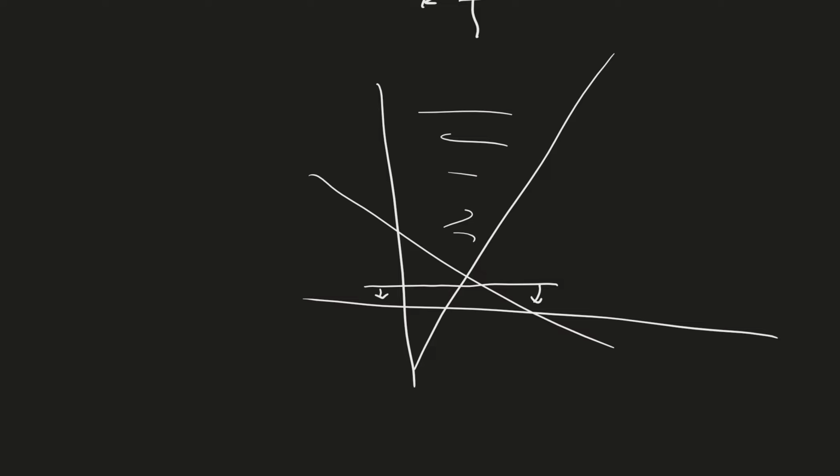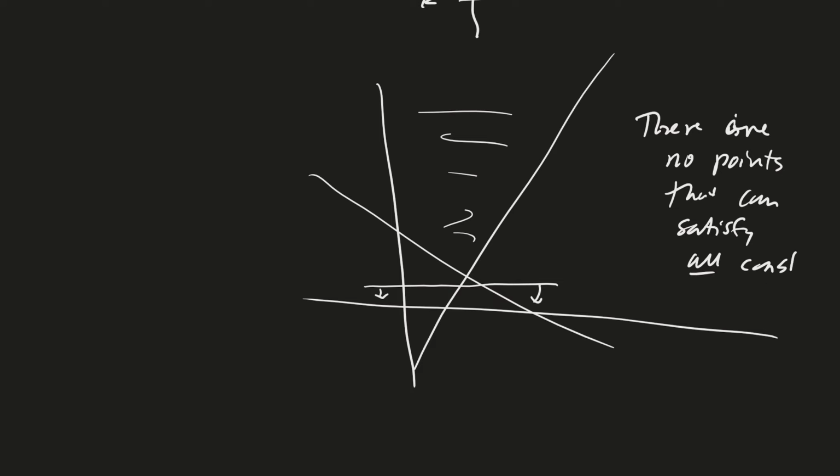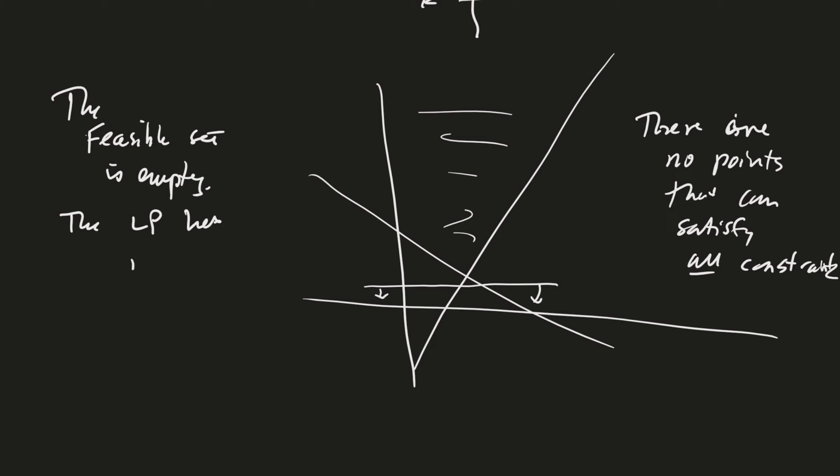Well, do you see what happened? In this case, there are no points that can satisfy all the constraints, right? And so in this case, the feasible set is empty. And in this case, the LP has no solution.